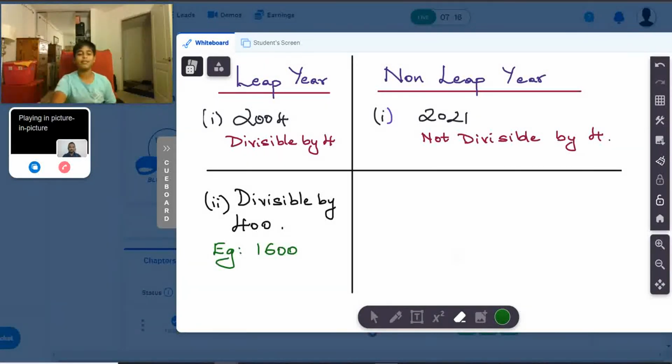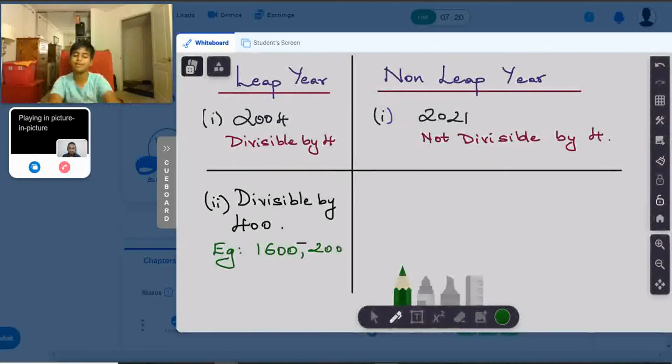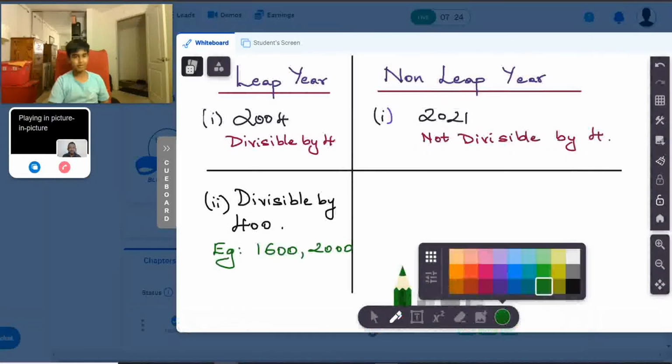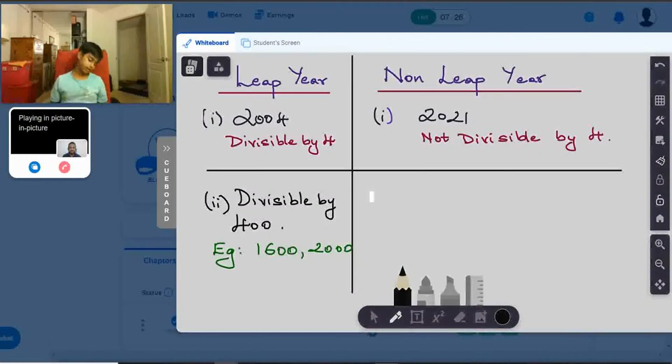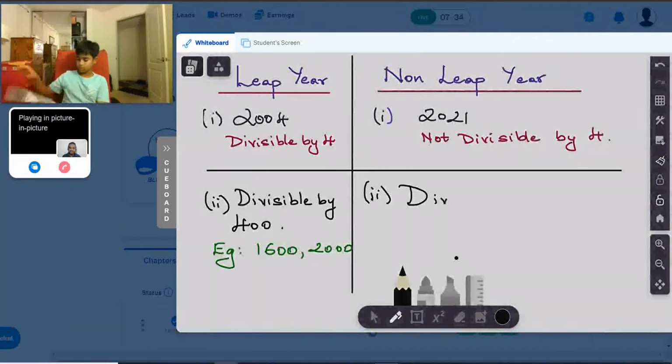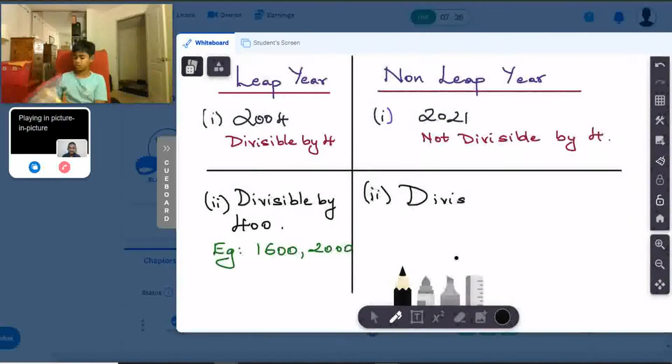Is it like even if you divided this by 4, it would still be the same? Yeah, that's a difference. That's what I'm going to tell in the next point. So we have a small difference here. If it is divisible by 4, like in the first case, but it is also divisible by 100, then it is not a leap year.